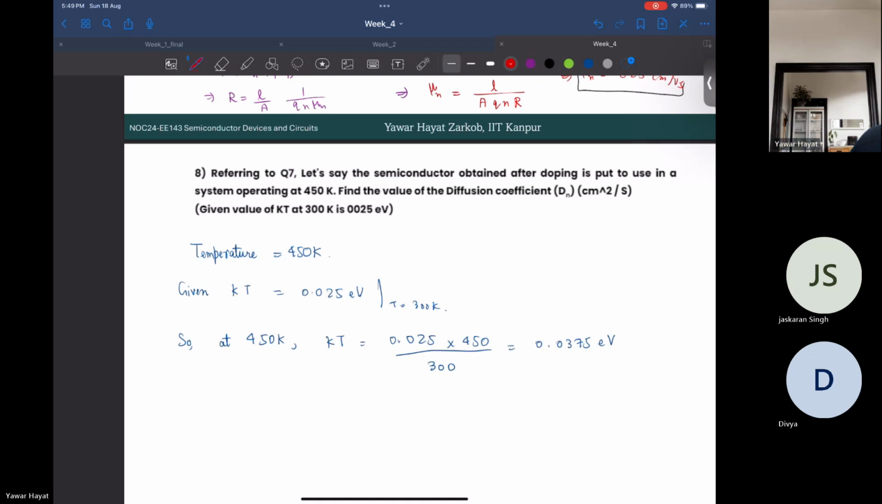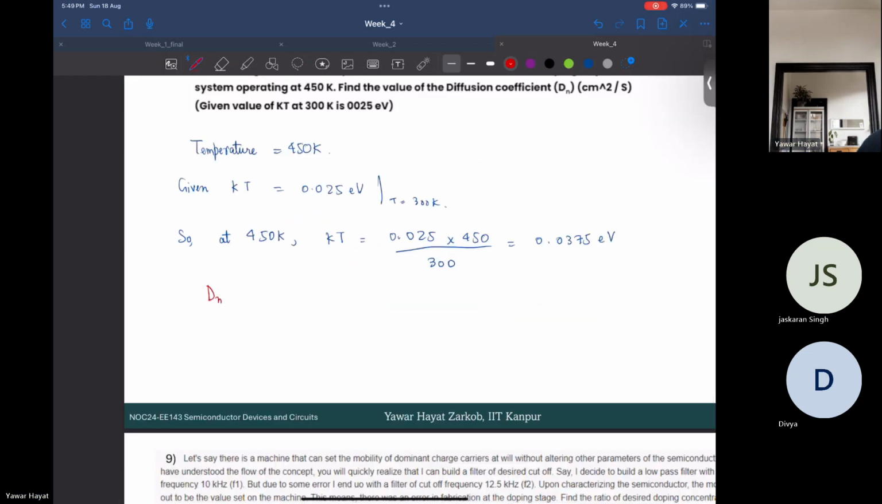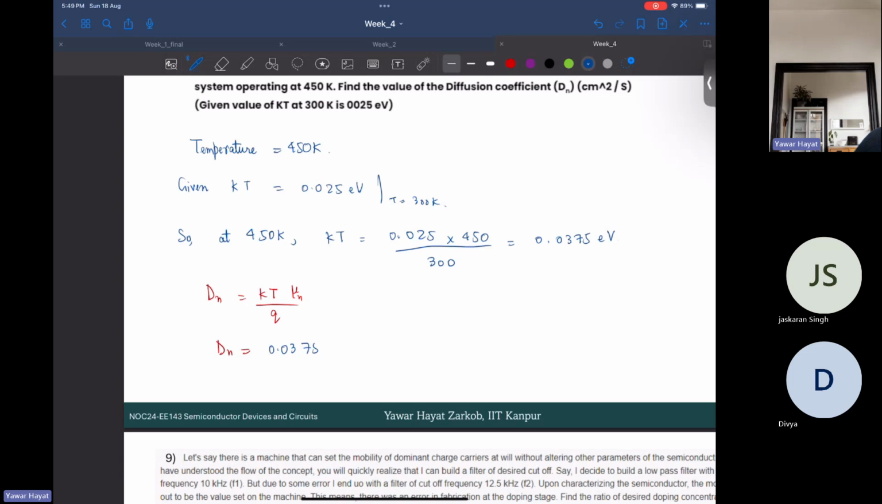Your Dn is equal to kT mu n by q from Einstein's relation. So your Dn is equal to 0.0375 into 625 all divided by 1.6 into 10 to the power minus 19. That is 14.64847375 into 10 to the power 19.